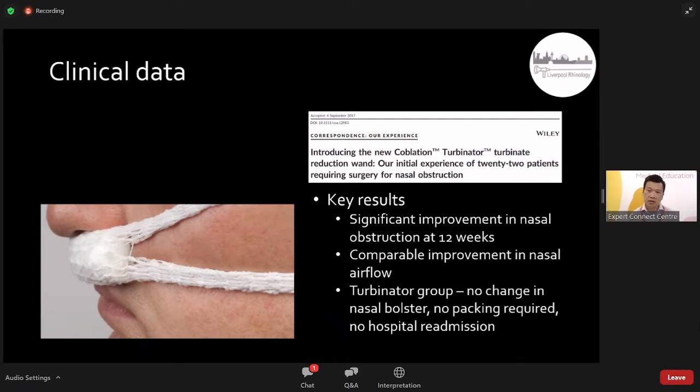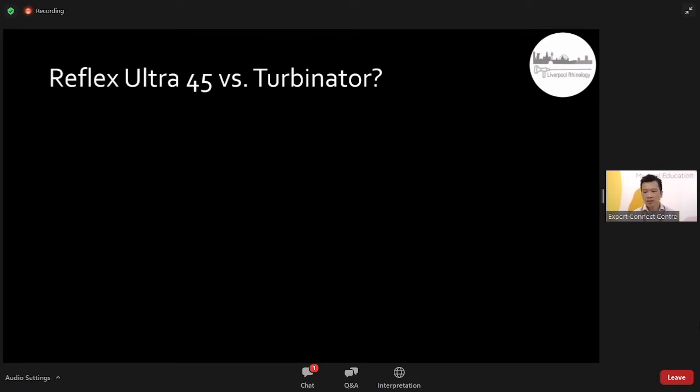And when they compared that with the microdebrider cohort, certainly with that particular cohort, all their patients required some form of nasal packing, and there was a smaller number of patients who returned within 12 to 24 hours of their procedure with epistaxis.